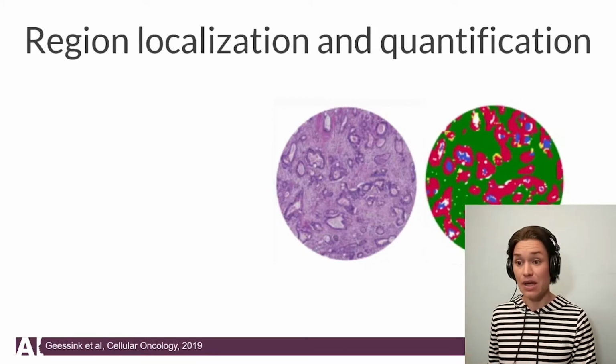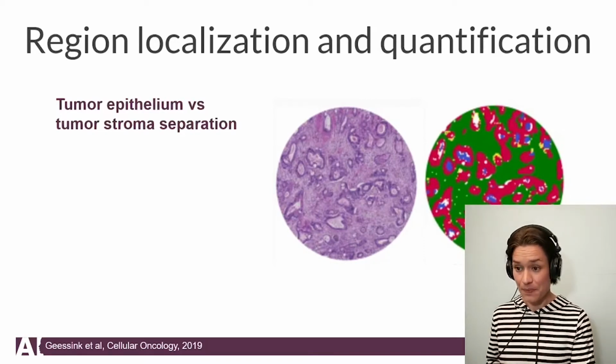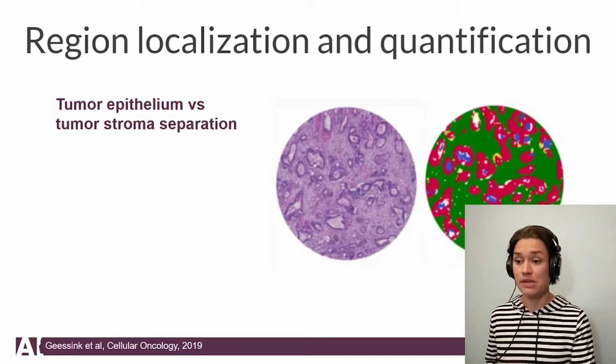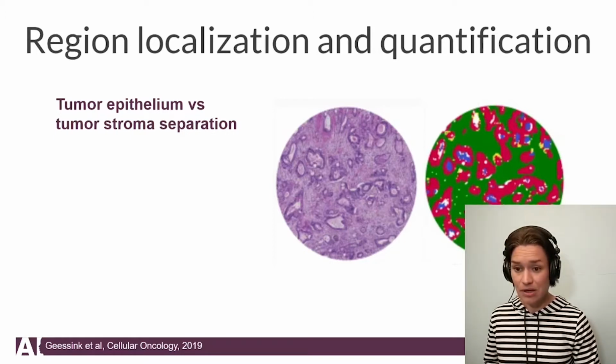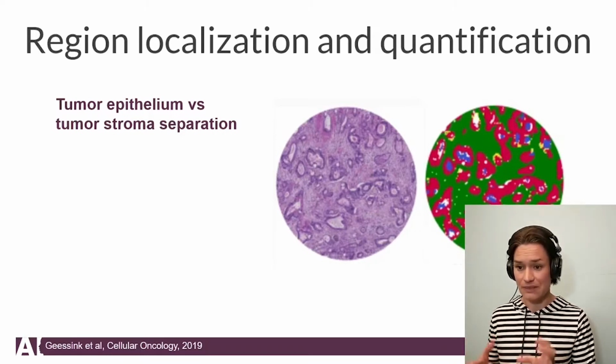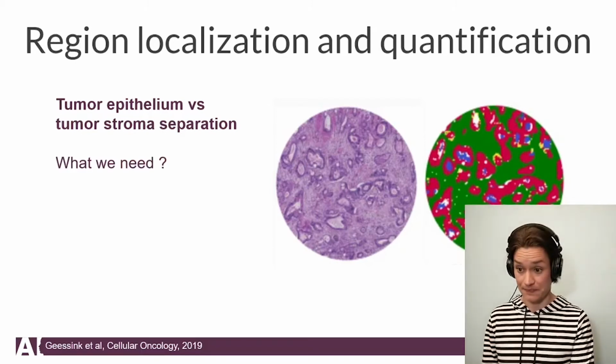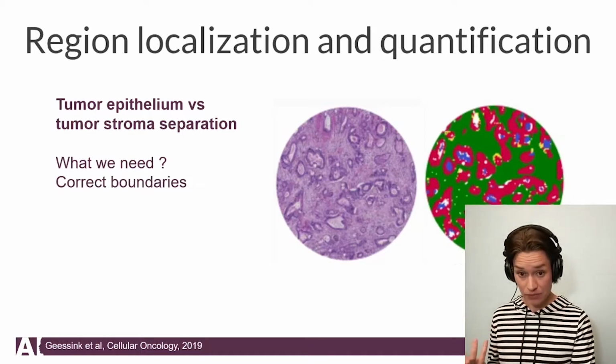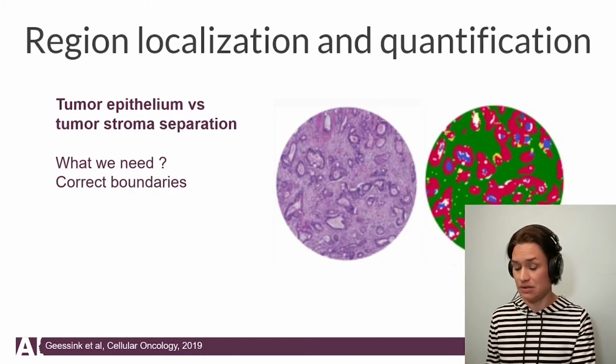The second will be region localization and quantification. So in this example, we want to distinguish tumor epithelium versus tumor stroma. And this might be, for example, in pancreatic cancer, a prognostic marker, how much stroma there is between the epithelial cells. And this is a common endpoint because sometimes you want to quantify something just in one region, a common image analysis endpoint. So what do we need here? We need correct boundaries because we don't want half of the tumor to be in our stroma compartment. That's not what we want.